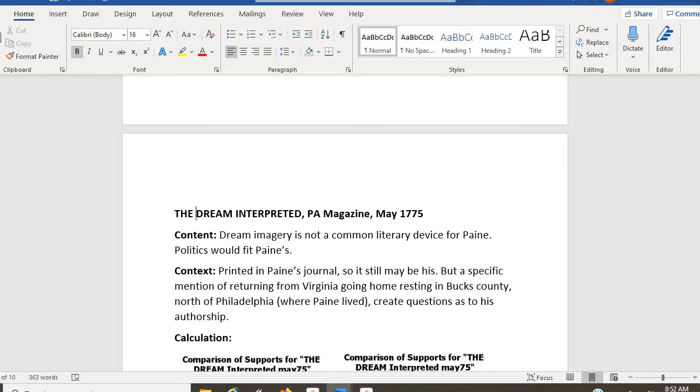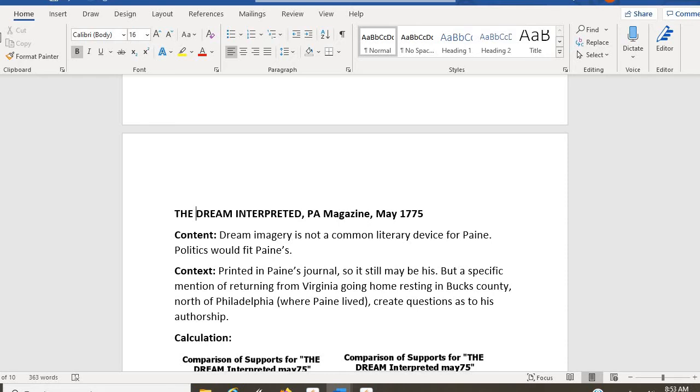However, the content of using dream imagery is not common to Paine at all. However, the politics do fit Paine, so it's worth investigating as Paine's. It was printed in Paine's journal, so it may be his. But there is a specific mention in the essay: the writer makes a point of returning from Virginia, which is far south of Philadelphia, where Paine lived, and resting on the way in Bucks County before he got home, which is north of Philadelphia.